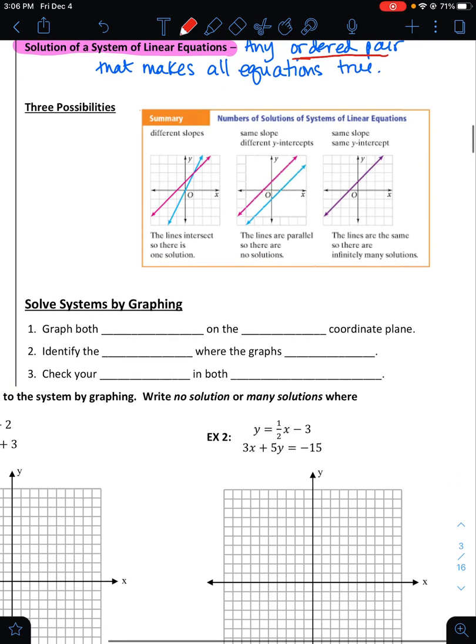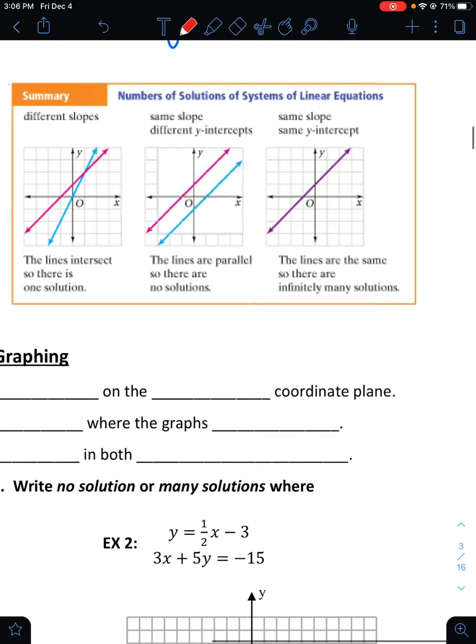I also want to talk about this graphic right here. Solutions to systems can be one solution. We can have no solutions or infinitely many solutions. If you remember, we've done equations where we get no solution or infinitely many. So that will come back here in this section.